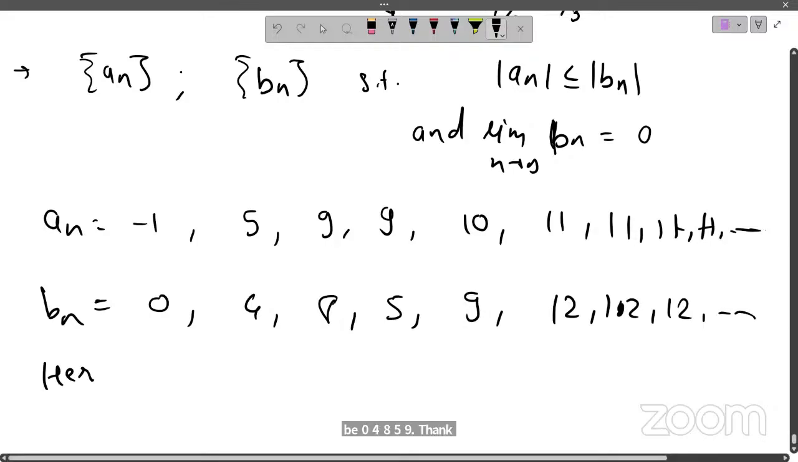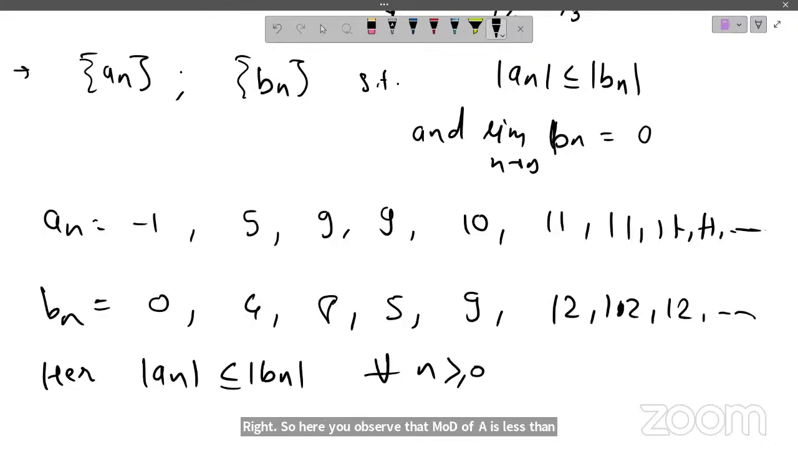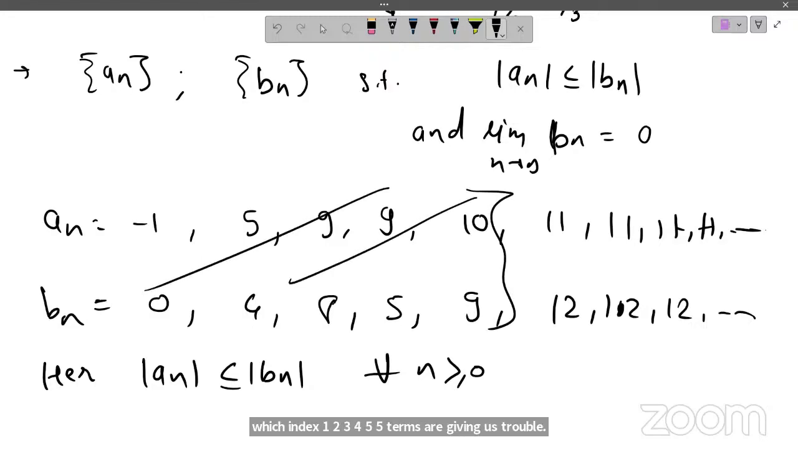So here you observe that mod of an is less than or equal to mod of bn for all n greater than or equal to which index? 1, 2, 3, 4, 5. Five terms are giving us trouble. So what we'll do, we'll just exclude them. Greater than or equal to 5. So that's what the m is doing here.